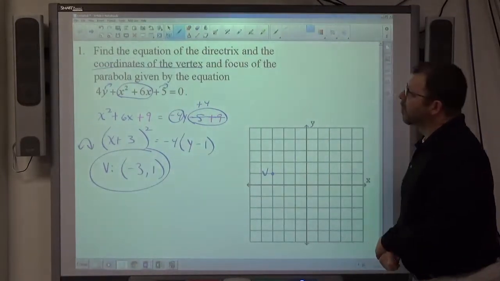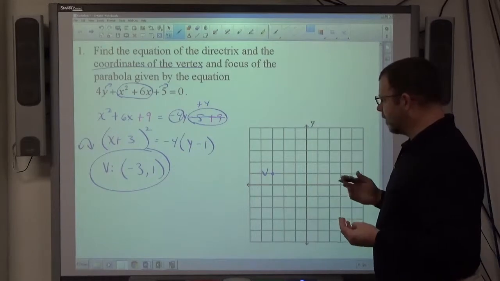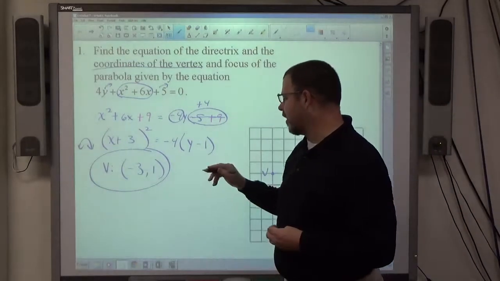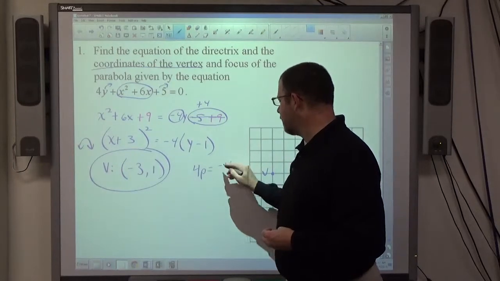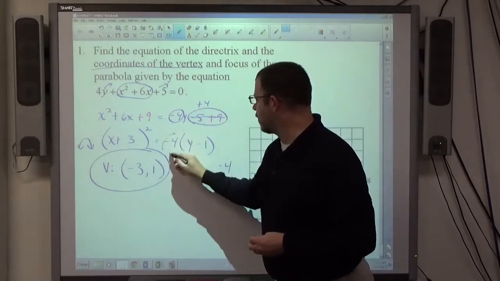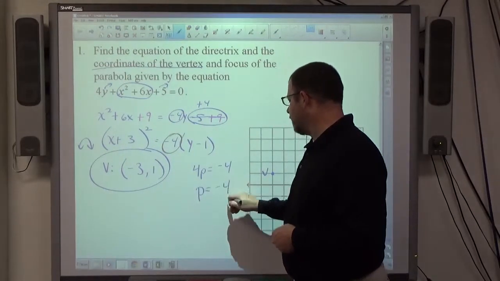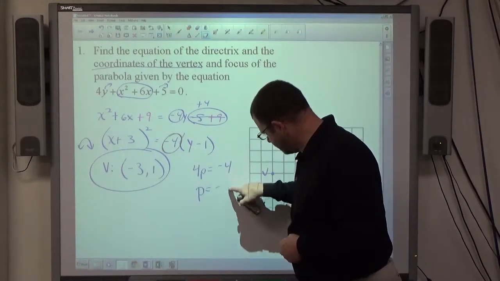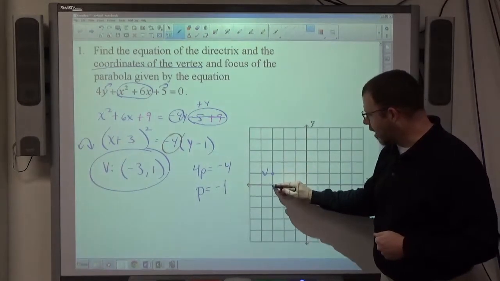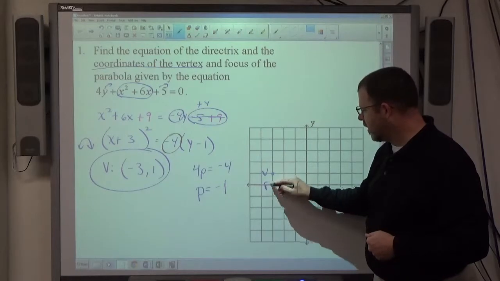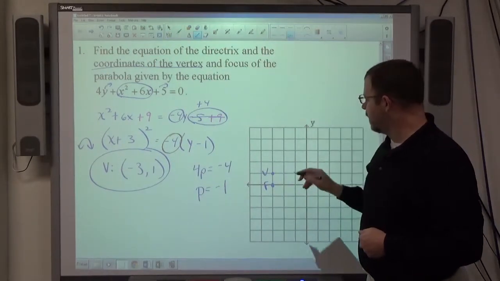They want the coordinates of the vertex, the equation of the directrix and coordinates of the focus. So as far as the focus and directrix is concerned, I'm concerned with the value of 4p. 4p is equal to negative 4. 4p always equals this number. And then p is going to therefore equal negative 1. Okay, so negative 1 means go down 1 to get to the focus, go up 1 to get to the directrix. And keep in mind the directrix is a line.